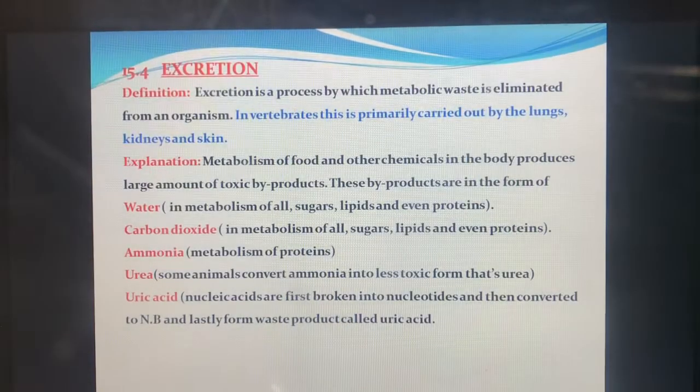Let's see next. Our next topic is excretion. So first we have to define what excretion is.